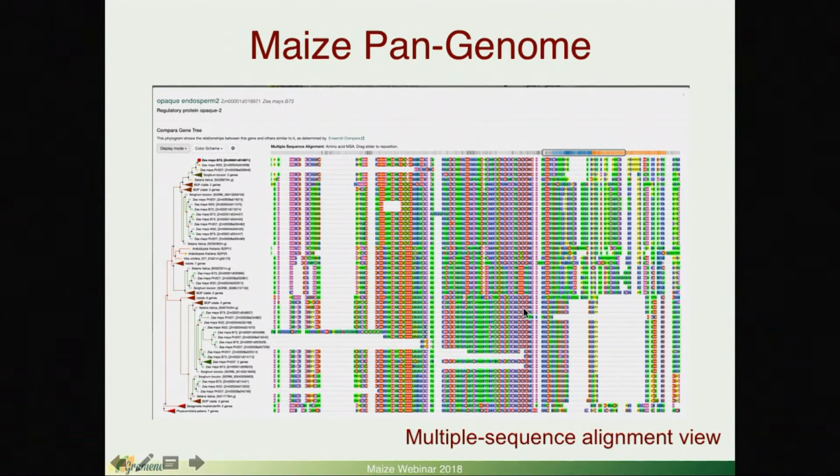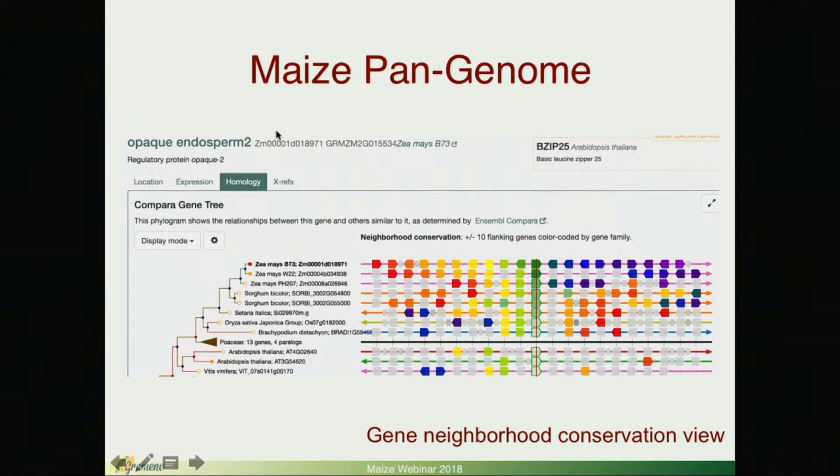to see conservation, whether any region is missing or absent on a particular genome. And again, the gene neighborhood conservation view will allow you to see whether entire regions or genes are missing, which could be either an annotation error or an actual biologically relevant difference.